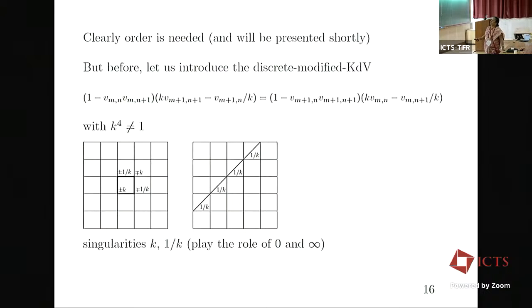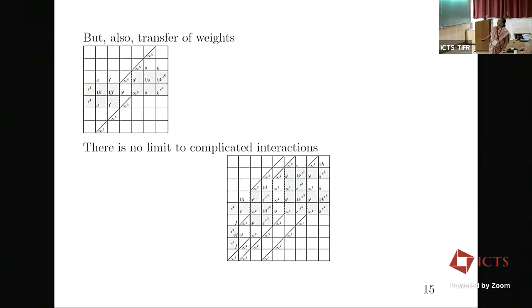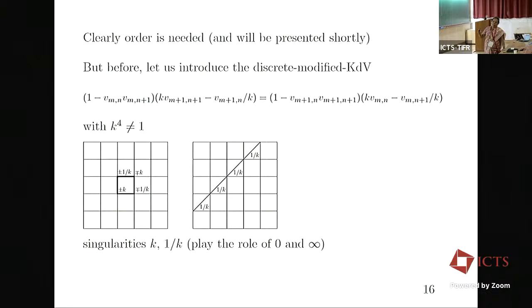So here I want to say that it gets complicated. We are not able to infer anything from the discrete KdV. So we want to do the same thing. One thing is clear now: the order is important. Interaction changes when you take the order into account. So we must keep an eye on the order.